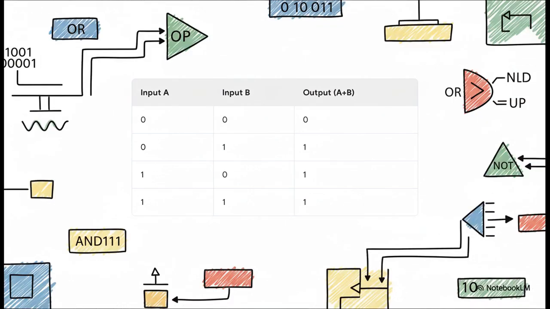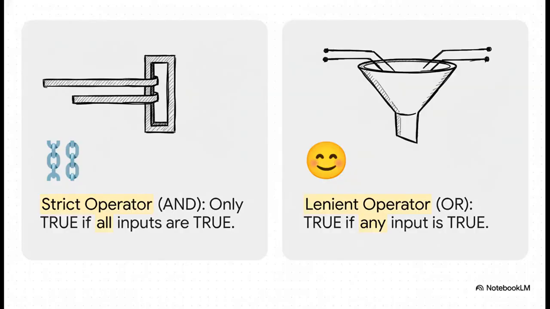Now, let's compare that to the OR operator. To get a 1 here, you just need input A or input B to be a 1. It doesn't care if both are 1, it's just happy as long as at least one of them is. The only way you can possibly get a 0 is if both inputs are 0. So you can see, it's way more lenient. Seeing them side by side like this really makes the difference click, right?